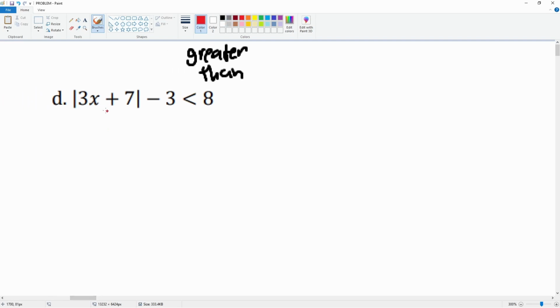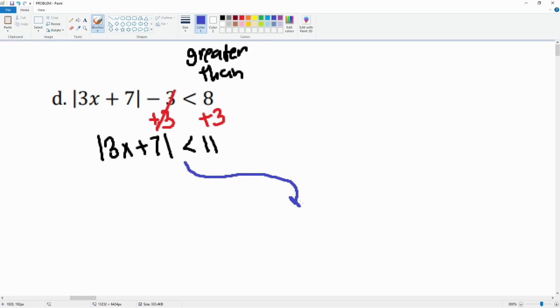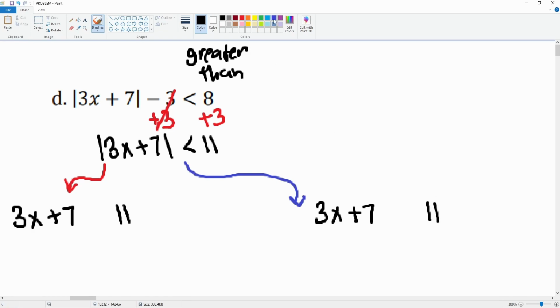Right, so here we're going to get the absolute value by itself by adding 3 to both sides. This is going to cancel, leaving you with the absolute value of 3x plus 7 is less than 8 plus 3, which is 11: 8, 9, 10, 11, correct. This allows us to split this up into the positive value and the negative value. So we have 3x plus 7, and we have 3x plus 7. We have the number 11 and the number 11. This one is going to be the positive version, so the inequality stays the same. And then this is the negative version, so the inequality flips.